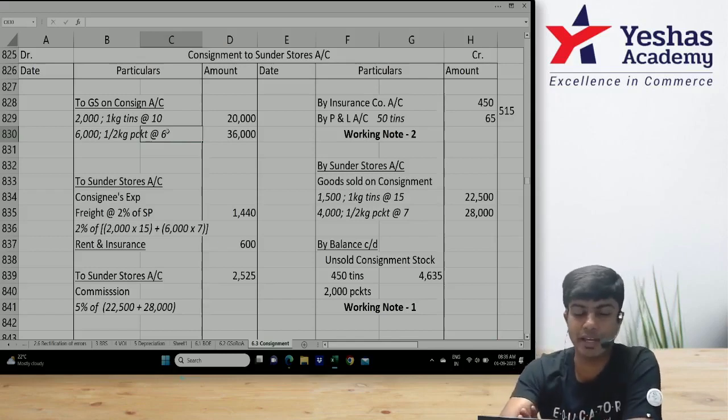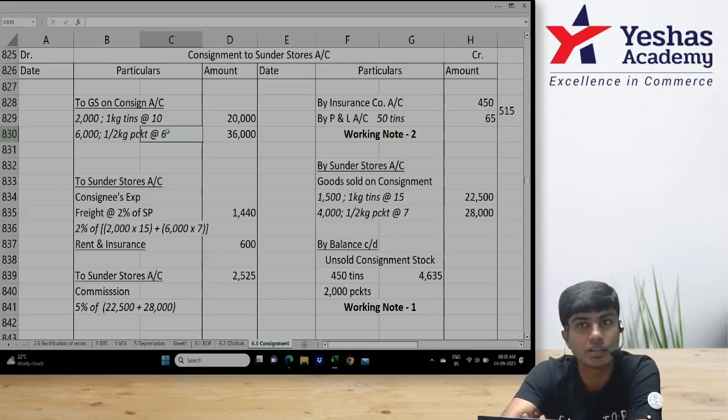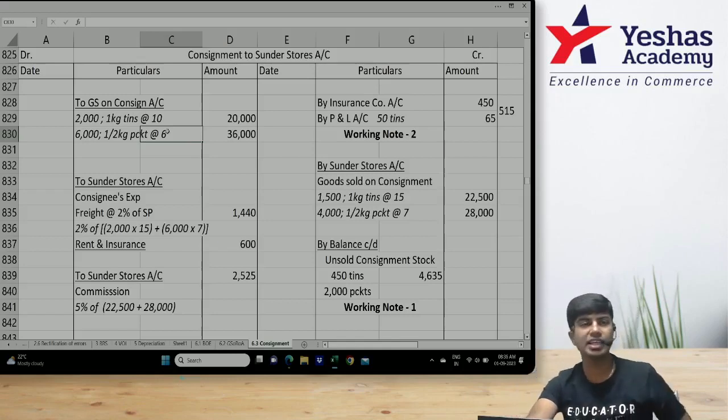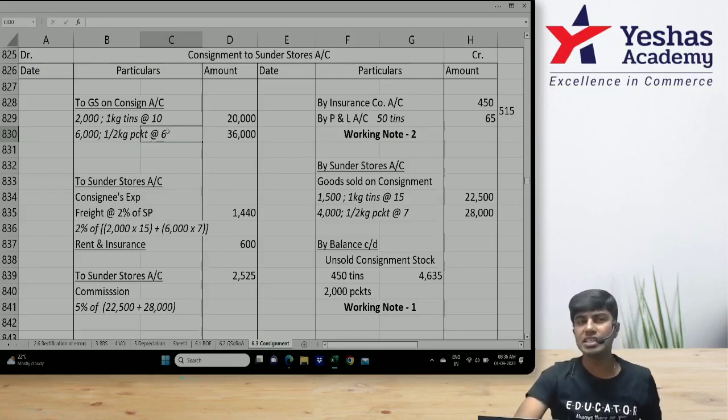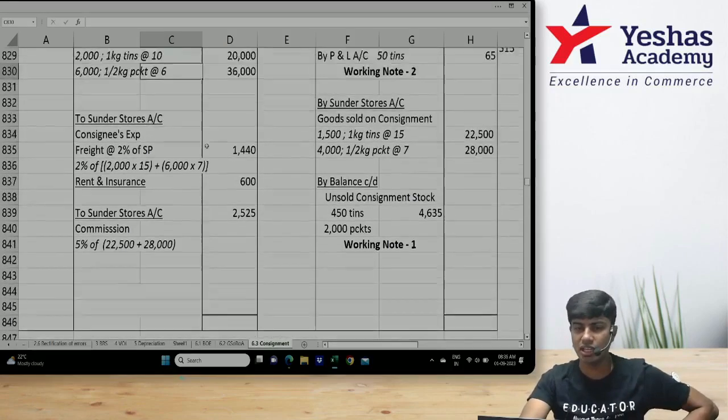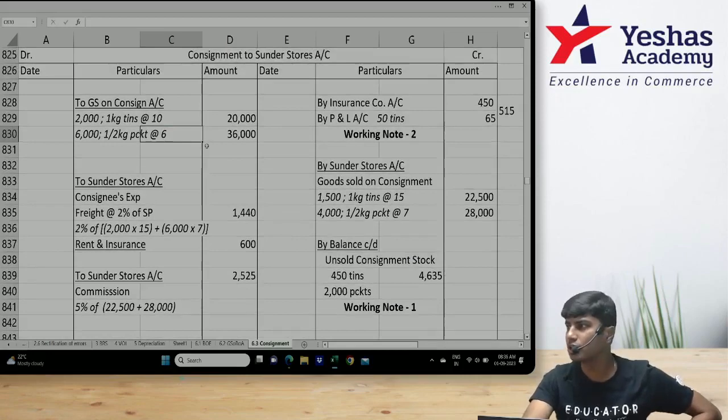That 6 rupees packet, what is the selling price? 7. 7 into 2% is 0.14. Add it to 6. 6.14. Yes or no? Is there any other expense? No other expense. Is there any normal loss to be adjusted? No. That is the per unit rate.